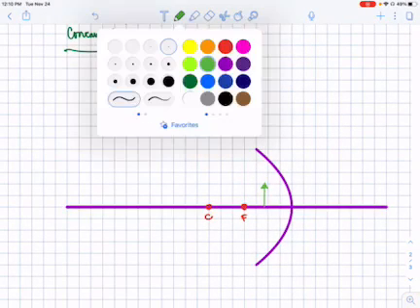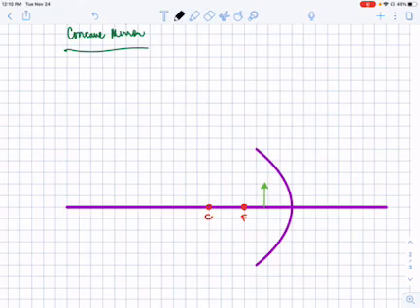Okay, the next case that I'll be presenting to you is that the object is somewhere between F and the vertex. Okay, so when the object is between F and V, now this one's a little bit more tricky.